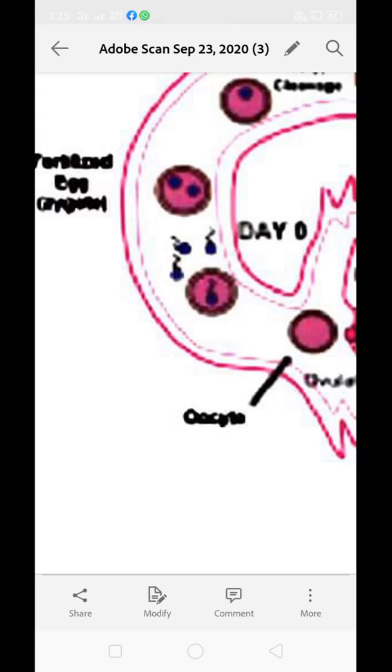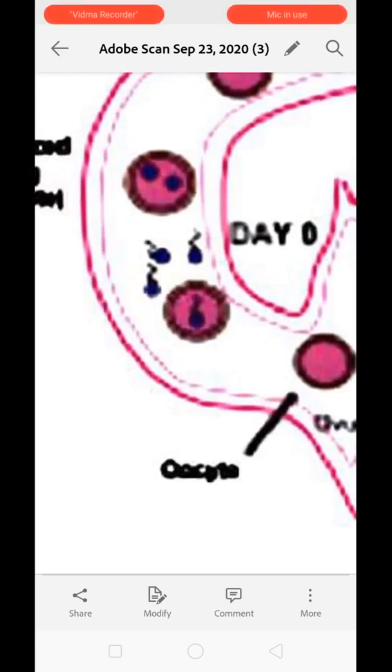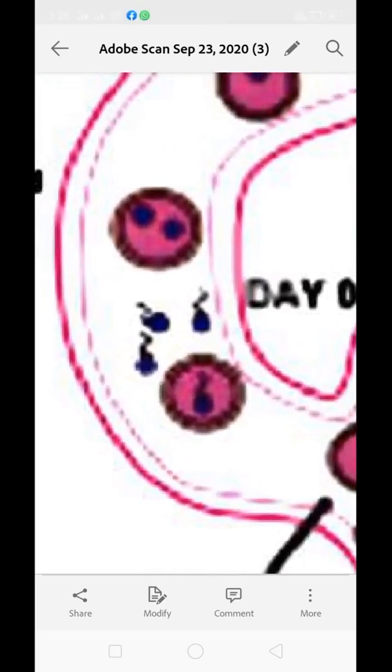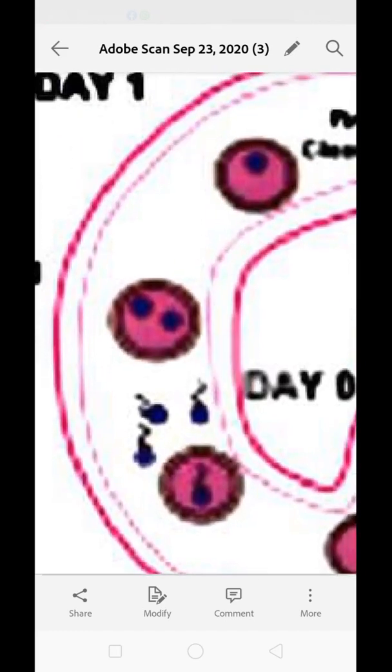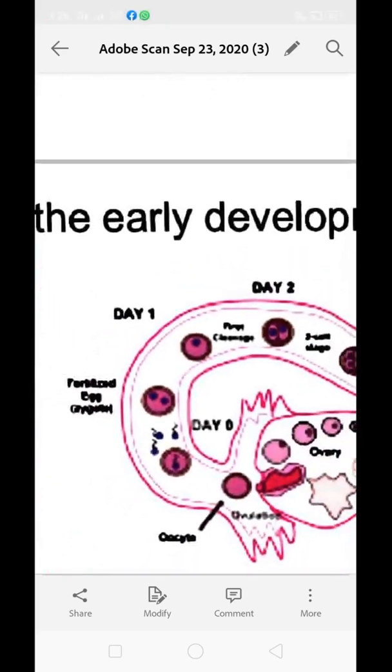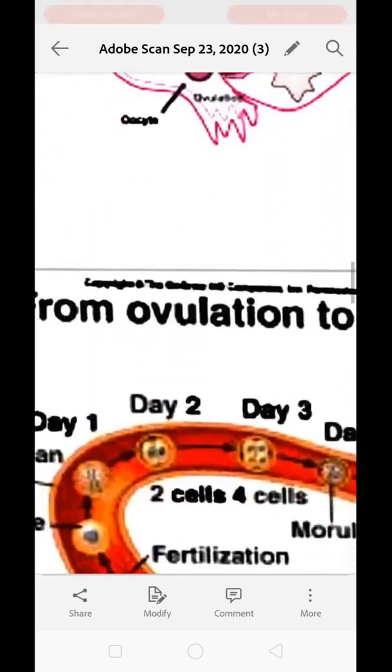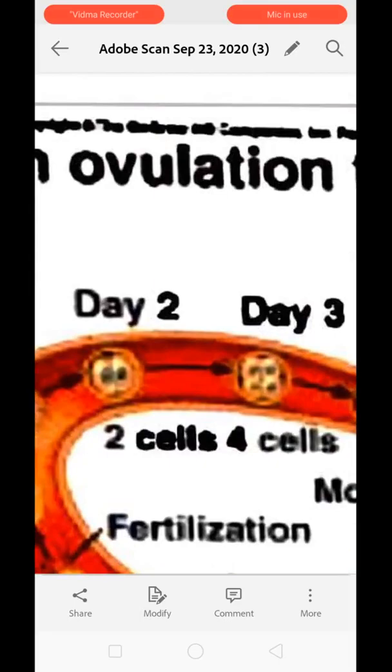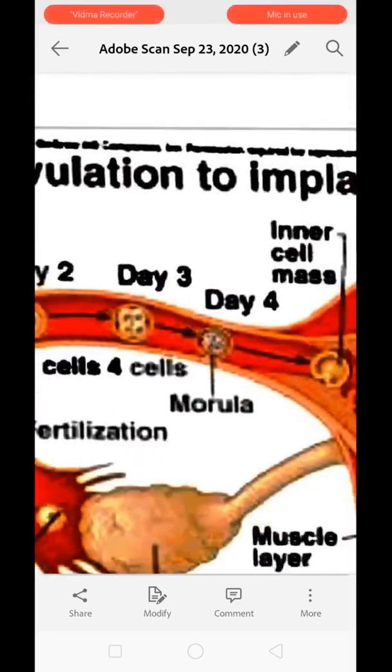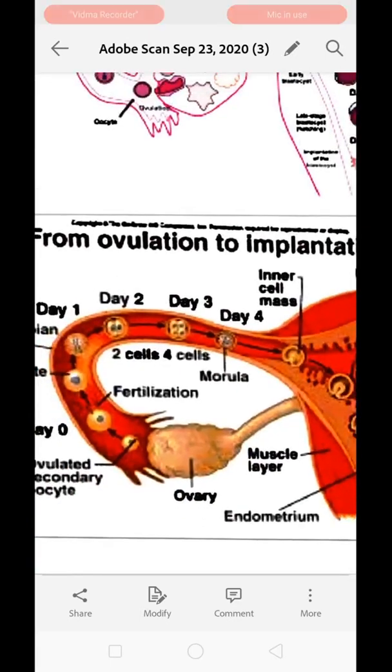Okay, after the zygote is formed, you can see the cell immediately starts to divide. You can see the 2 cells over here, then 4 cells, then 8 cells. In this way they immediately start to divide. Understand? And this is the very first step of reproduction.